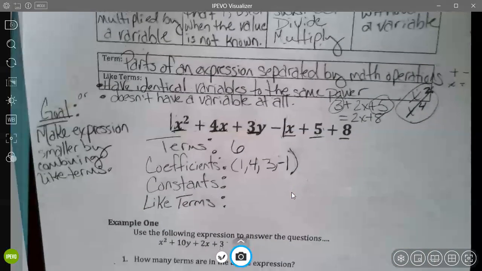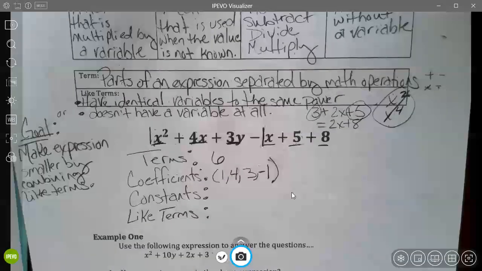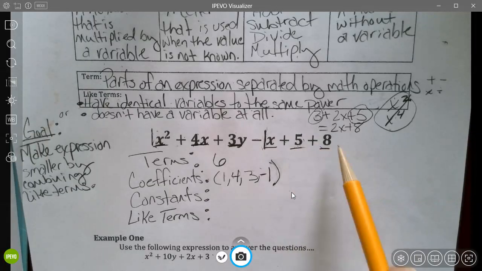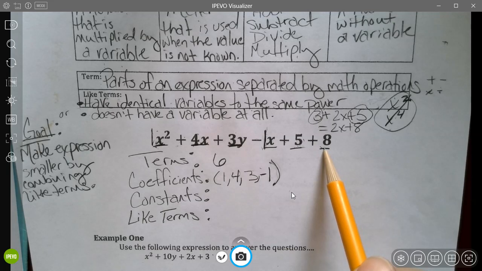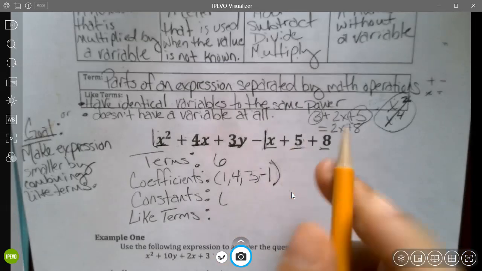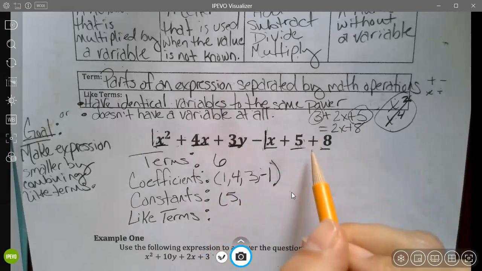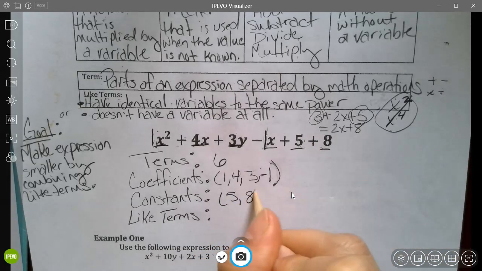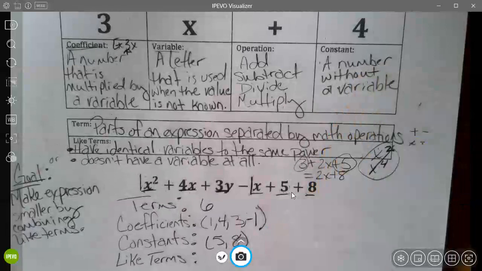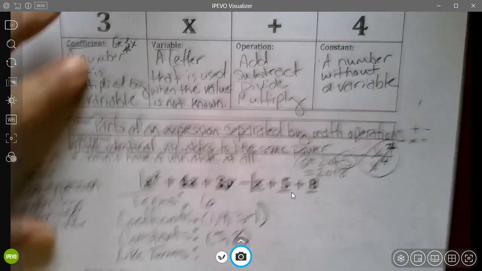All right, now let's drop down to constants. Again, a constant is a number without a variable. I only have one term. Sorry, not one term. I have 2 terms with no variables. So what are my constants? Well, it's a plus 5, so I know it's a positive 5. And it's a plus 8, so I know it's a positive 8. And that's all my constants because all my other terms have a variable with it. And remember, a constant does not have a variable.